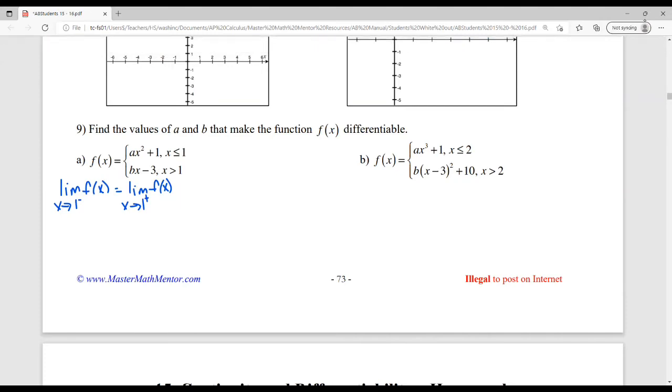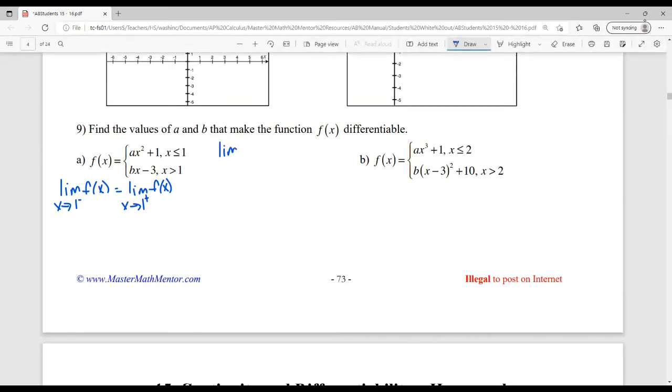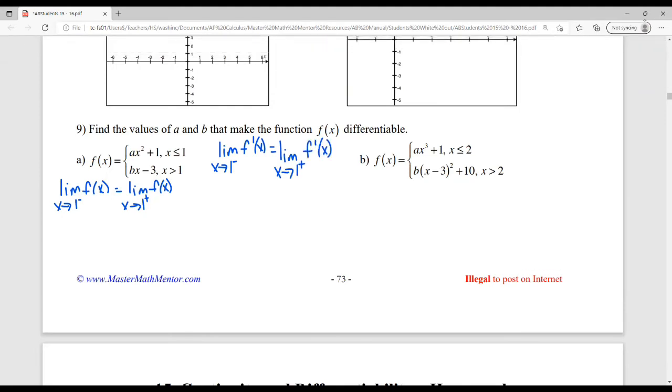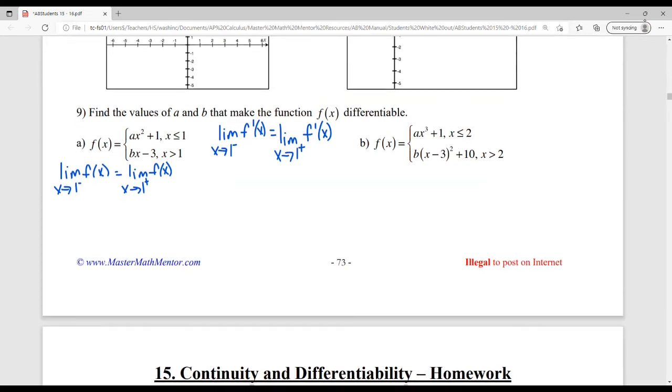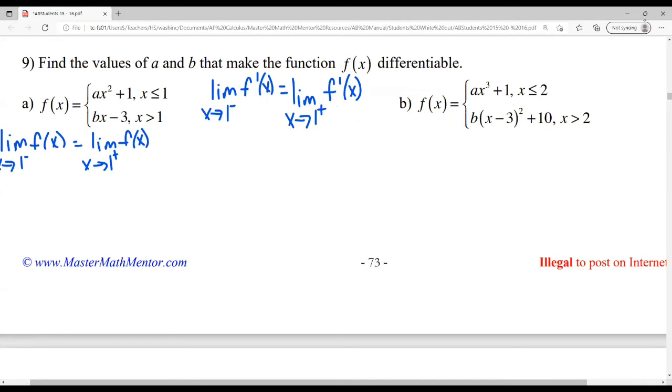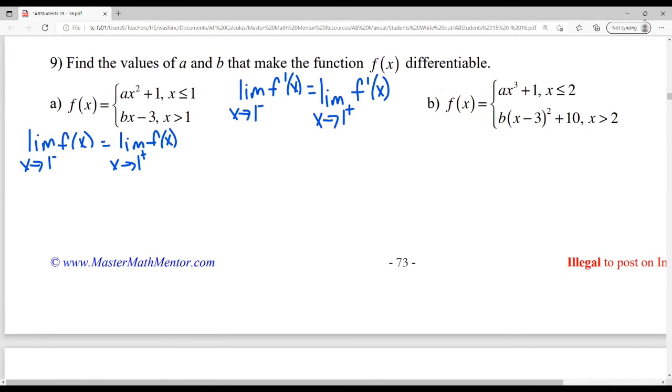And then we also know if it's differentiable, the limit as x approaches 1 from the left of f prime of x has to equal the limit as x approaches 1 from the right of f prime of x. So we're going to get a system of equations here that we can then solve. All right, so we're going to plug 1 into the left side.